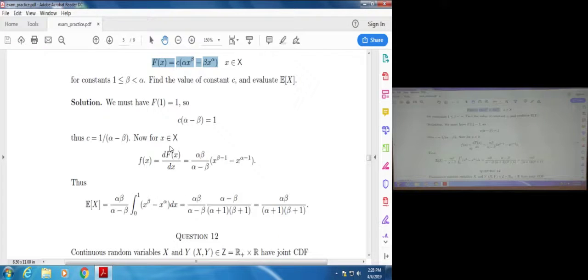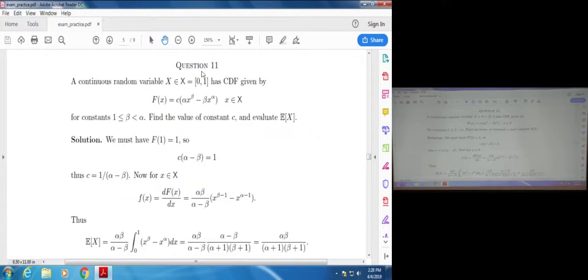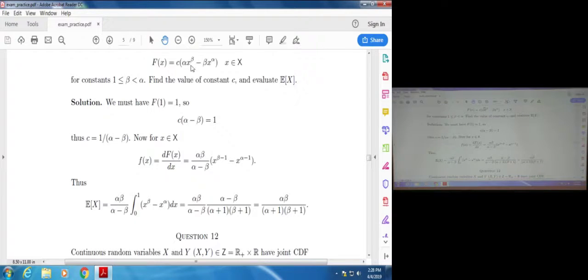I fix x in the set X, and I differentiate this function with respect to x. It's pretty straightforward, because c is 1 over (alpha minus beta), and if I differentiate, I get alpha beta x to the beta minus 1 minus alpha beta x to the alpha minus 1. So this is the PDF when x is in this set X. Now all I need to do is compute the expectation. The expectation is equal to the integral over the space 0 to 1. This is my coefficient, alpha beta, out here, and here I get x to the beta minus alpha, because I multiplied through by x.